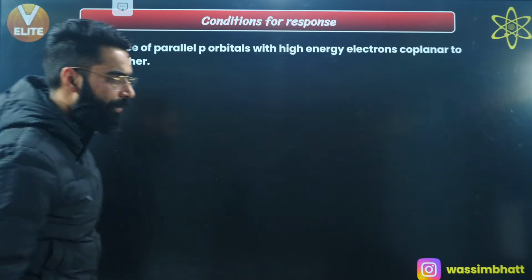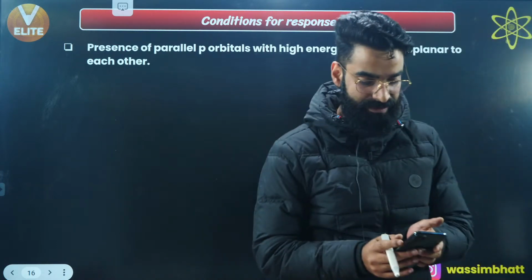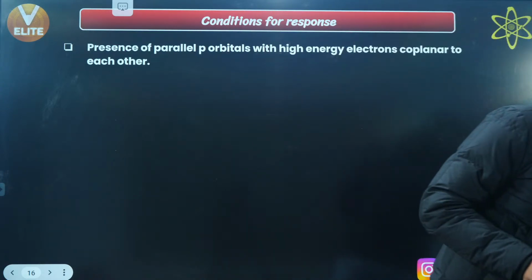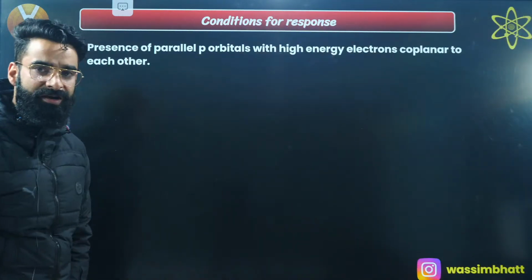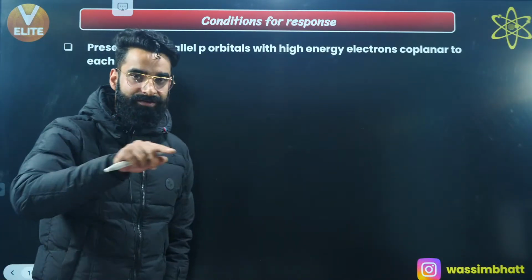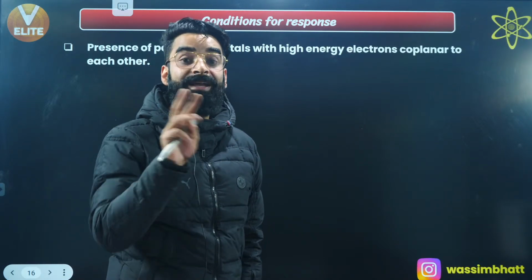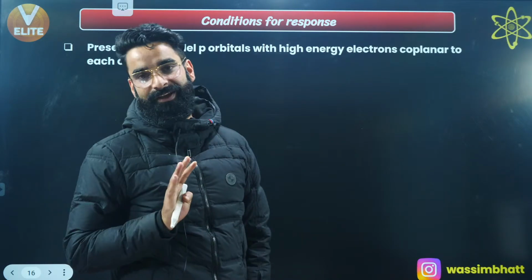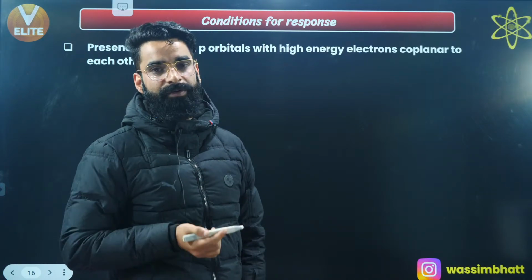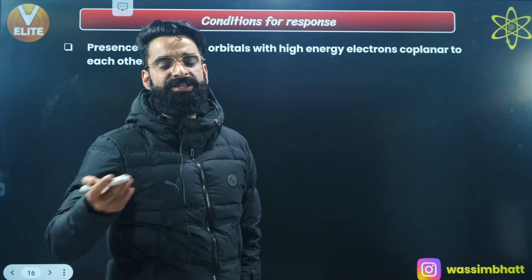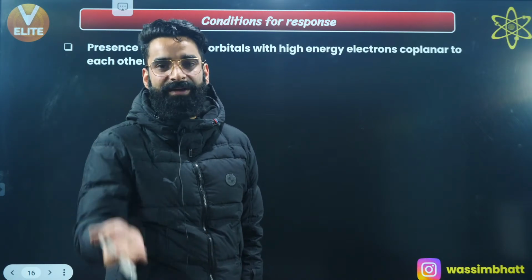Now, talking about the conditions for resonance, I did not show you how to make the resonating structures yet, correct? Why does delocalization occur? Because due to the delocalization, the electron pairs come under the influence of more than two nuclei. So the force of attraction on that electron pair will increase. And eventually what will happen? More force of attraction leads to release of energy, and stability eventually gets increased.